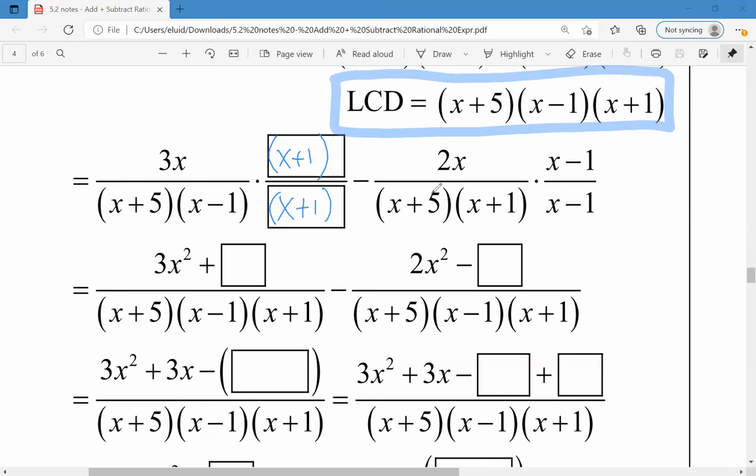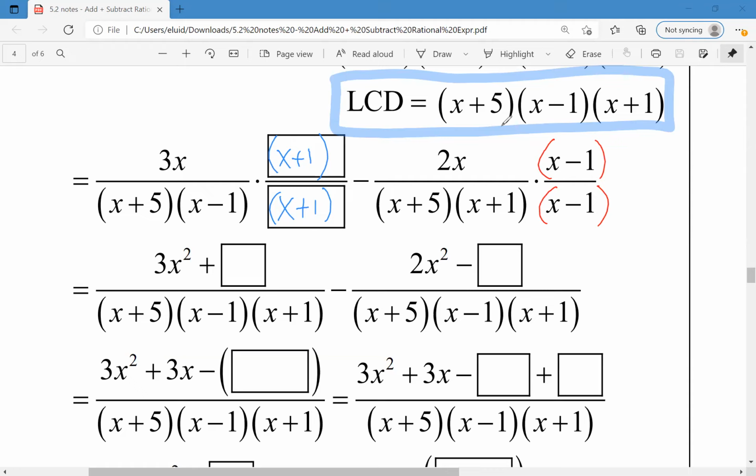Meanwhile, the second fraction already has x plus 5, x plus 1. So this time what's missing is this factor of x minus 1. And please put it in parentheses. I wish that's how it was typed here. I just think it's a better idea. It'll remind you that you'll need to distribute. So I just put parentheses around the x minus 1s.